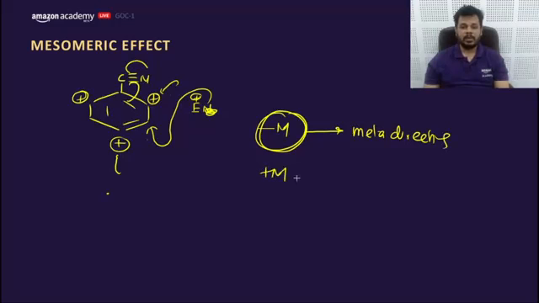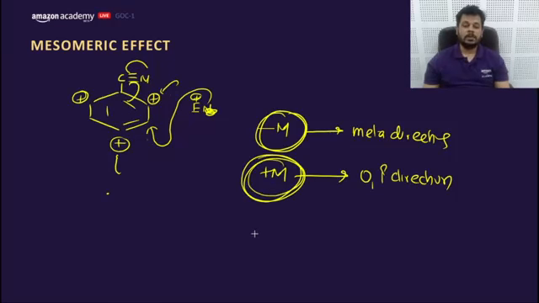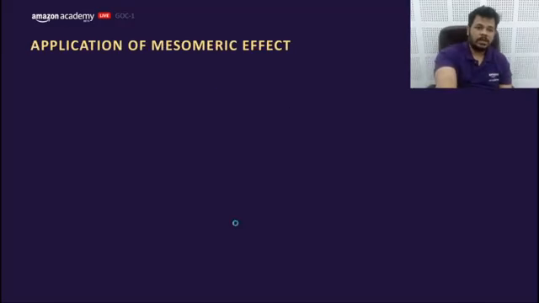Every plus M compound is what? Ortho para directing. Lastly, we are going to learn about some questions, and if a compound shows plus M and minus M both, plus M would be dominating. So these are the examples.